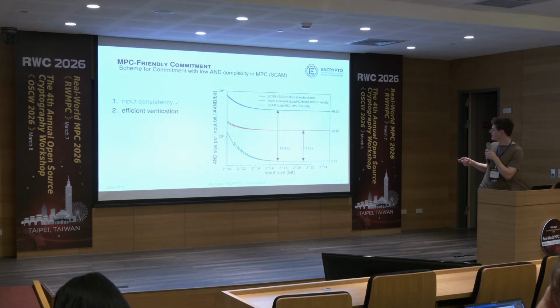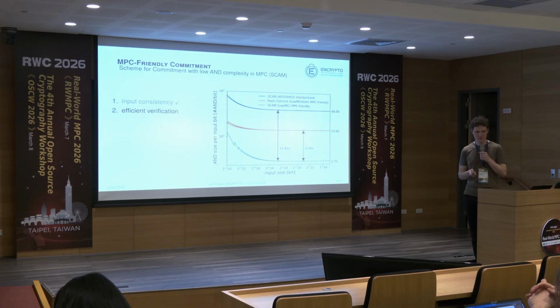And in orange in the middle, this is kind of the MPC-friendly baseline. It's a standardized, or usual, hash commitment, but with the LowMC hash. And on the bottom in green, you can see our MPC-friendly commitment with only 2.7 AND gates per bit, meaning an improvement of around factor 5 over the MPC-friendly baseline. So we have an efficient verification inside the protocol.